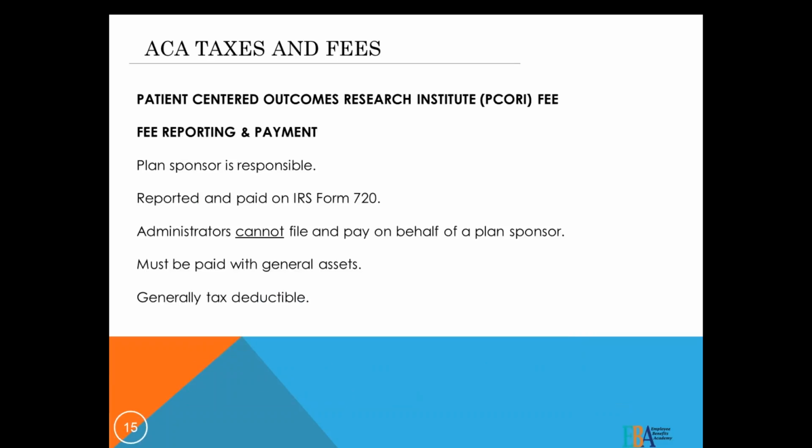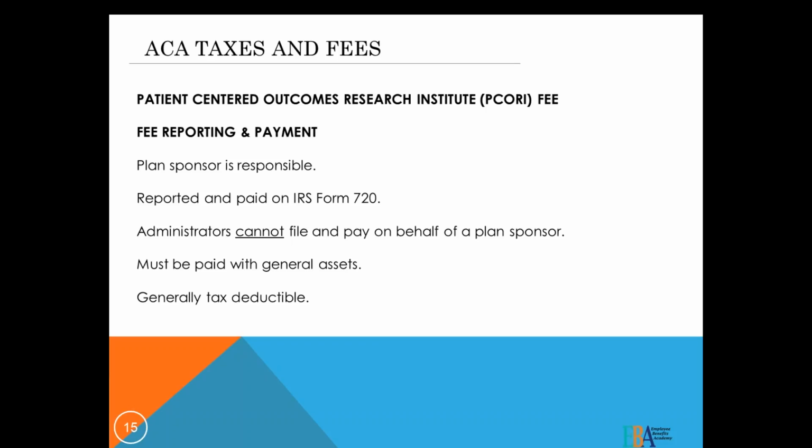So the plan sponsor, and that's generally the employer, is responsible for calculating, reporting, filing, and paying the fee on a self-insured plan. The fee is reported and filed on Form 720. This is a quarterly excise tax form. If the employer doesn't owe any other excise taxes during the year, the form's only filled out once per year for the PCORI fee. Third-party administrators cannot pay the fee on behalf of the plan sponsor.